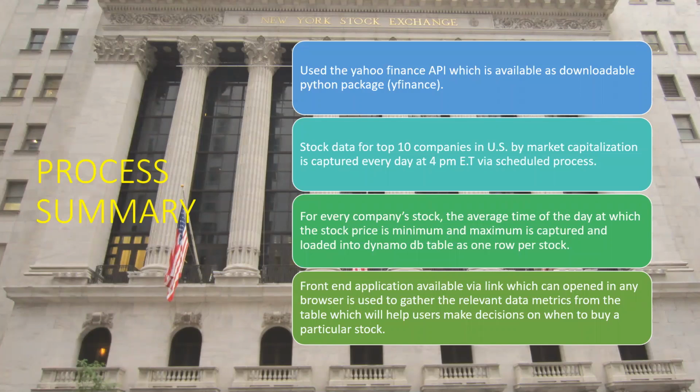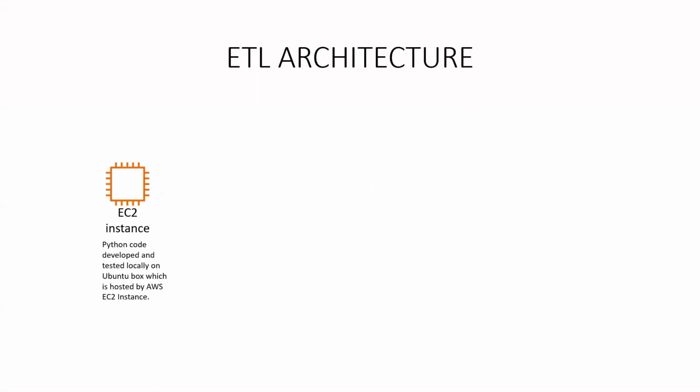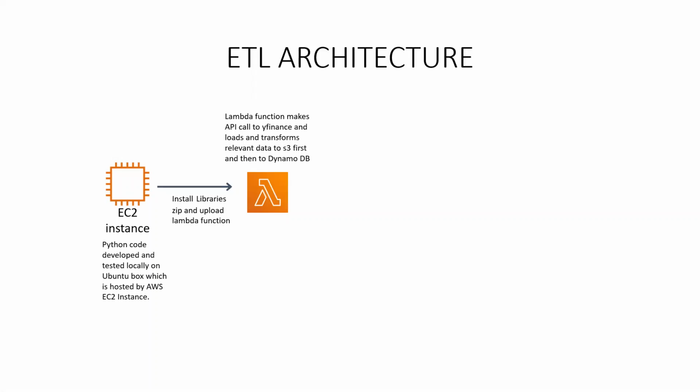Now, let's look at the ETL architecture. The code is developed in the EC2 instance. It gets deployed to the Lambda function on AWS. So it's installed as a zip package. There is an AWS command line, which is used for the same purpose.